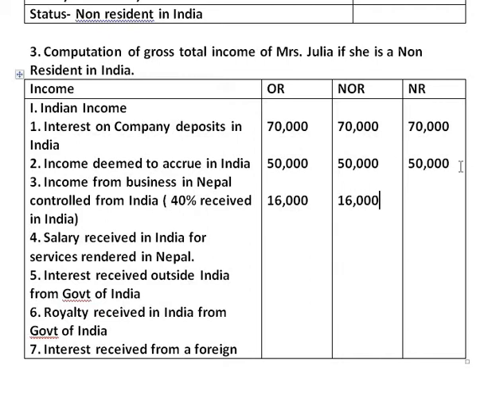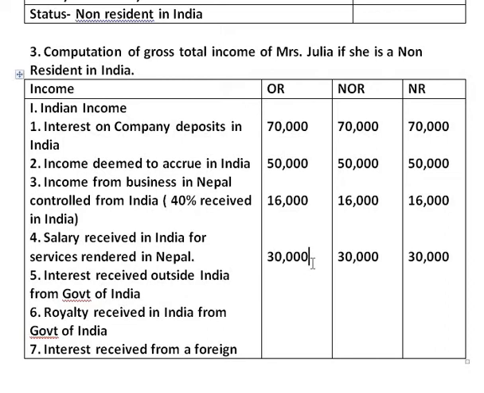16,000 rupees. Coming to next, salary received in India for services rendered in Nepal. Salary received is in India, therefore it is considered as Indian income and it amounts to rupees 30,000. Therefore it is taken in all the columns as it is Indian income. Take down 30,000 rupees in all the columns.